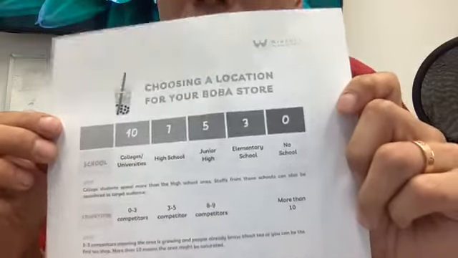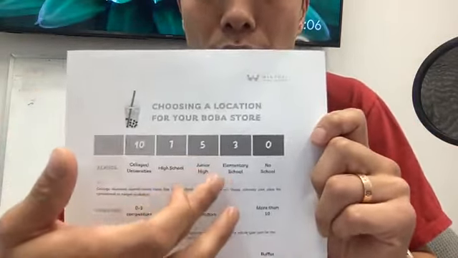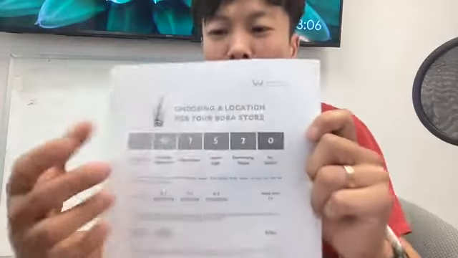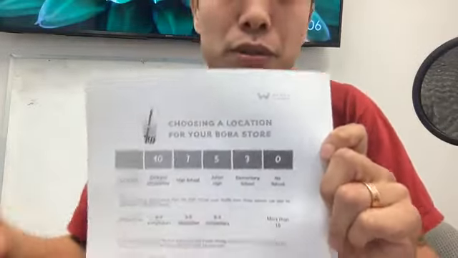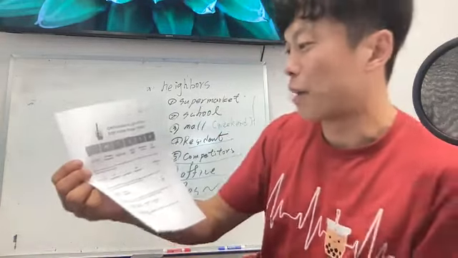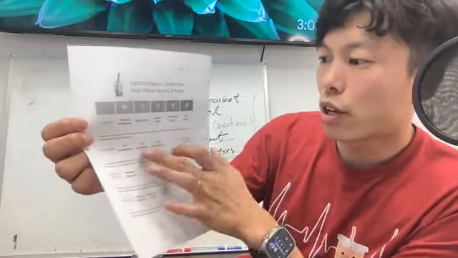And you have to calculate how many people are in the school also. And 5 points for junior high, elementary, no school, 0. Because if there are a lot of elementary school students, they don't spend that much money. And also if you open next to an elementary school, you have to create some toys, something they can play with, like a table game, something like that. So you can try to see this.